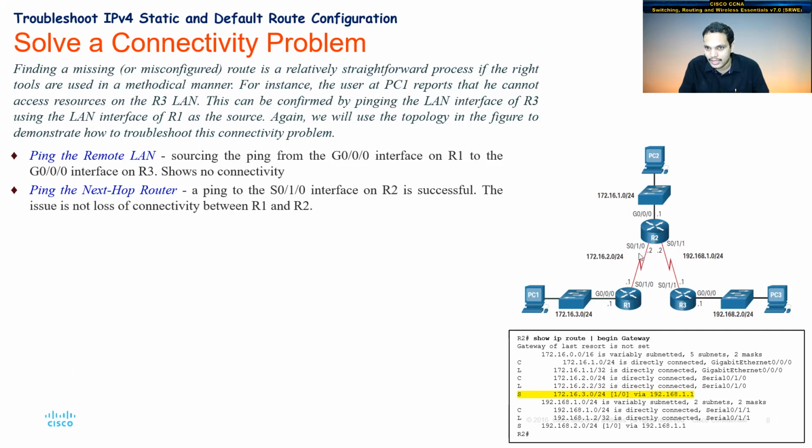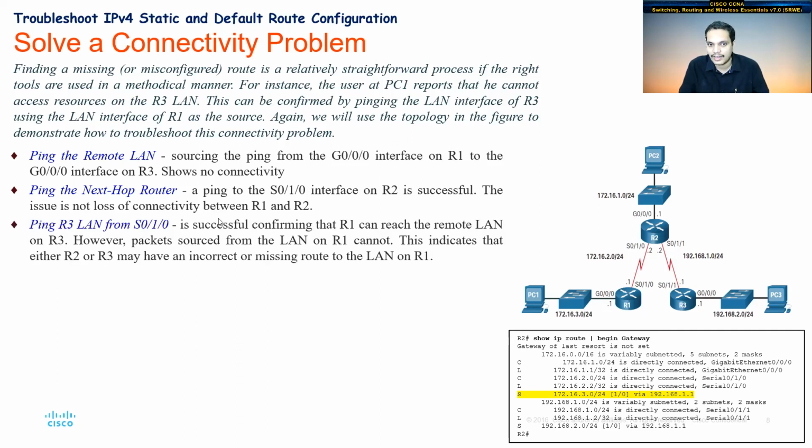So you ping the S0/1/0 on R2. If it works, then fine. That means that R1 and R2 can still talk to one another. Then ping the R3 LAN from this particular S0/1/0. It is also successful, confirming that R1 can reach the remote LAN on R3. However, packets sourced from the LAN on R1 cannot.